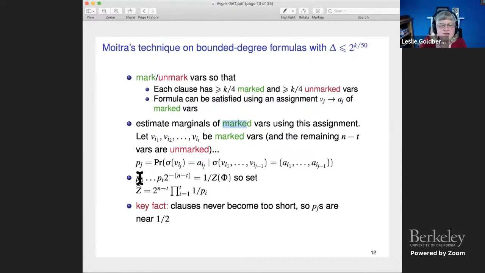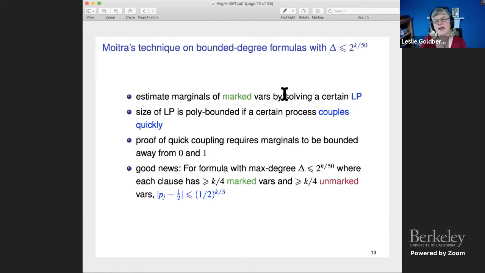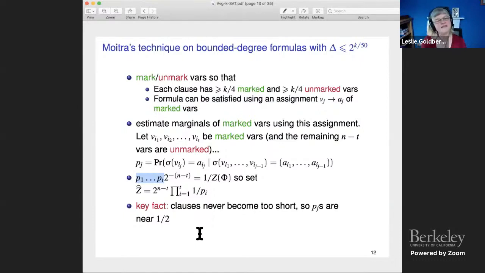Then what you can do is estimate the marginals of the marked variables. Once you have this assignment on the marked variables, you've already satisfied all the clauses, so every other variable can be whatever it likes. So multiply by 2 to the number of unmarked variables, and you still get 1 over the number of assignments. So that's the goal: for him, to estimate the marginals of the marked variables. The key fact that made the idea work is that the clauses never become short, because you always have these unmarked variables hanging around. And that's lovely because all the marginals are near half, and that's really useful.